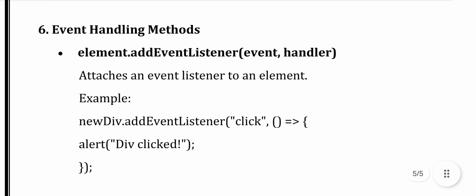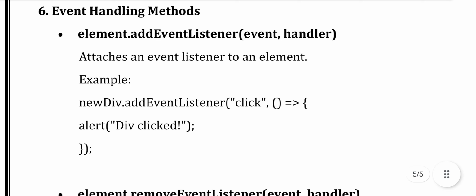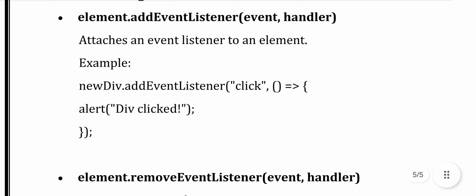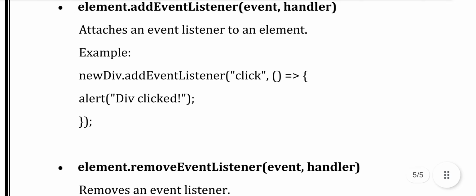Like if we add an event listener, like the one we are using, click, then if someone clicks on that div, this function is called. What does this function do? This function pops up an alert like div click. If we click on the div, so this is the method.